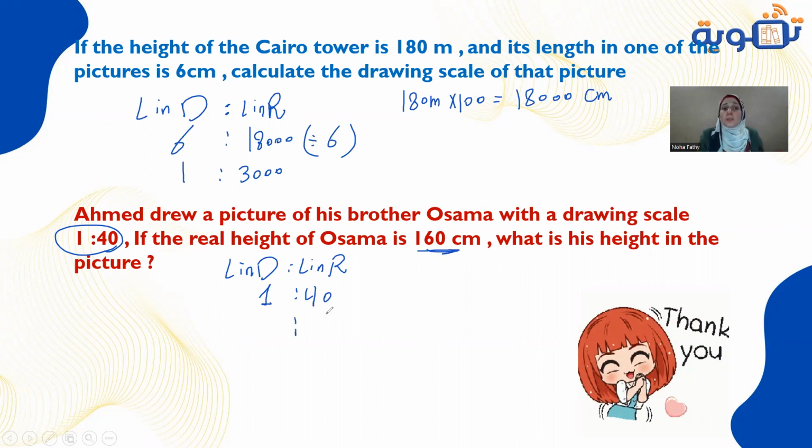He said 160. This is the real distance or real height of Osama. What is the height in the picture? Question mark, then make cross multiplication to find the length in drawing. So length in drawing, 1 times 160 divided by 40 equal 4 centimeter.